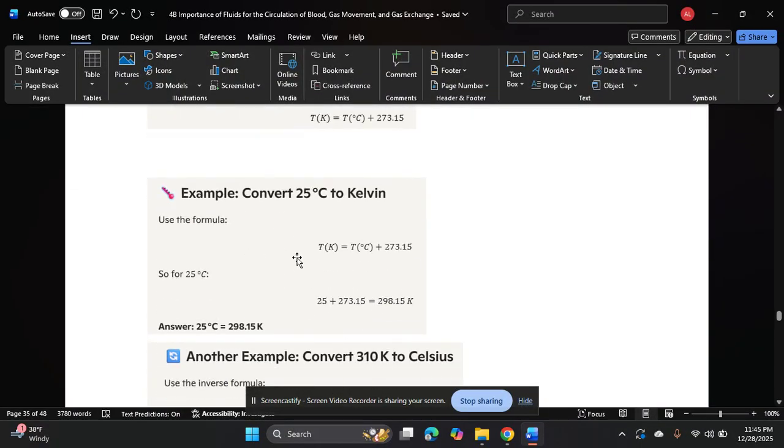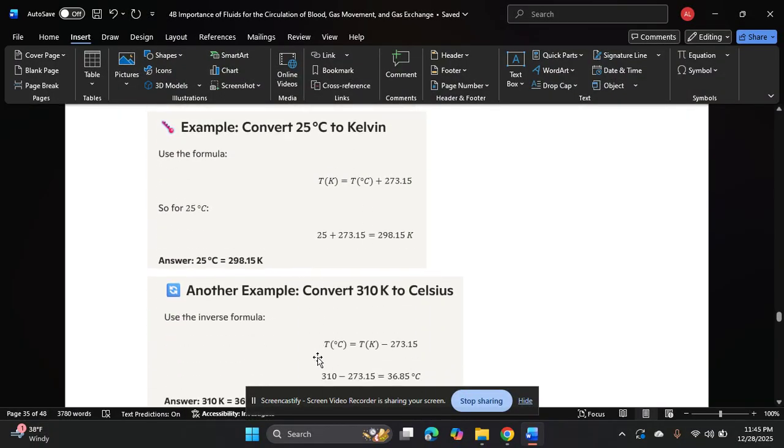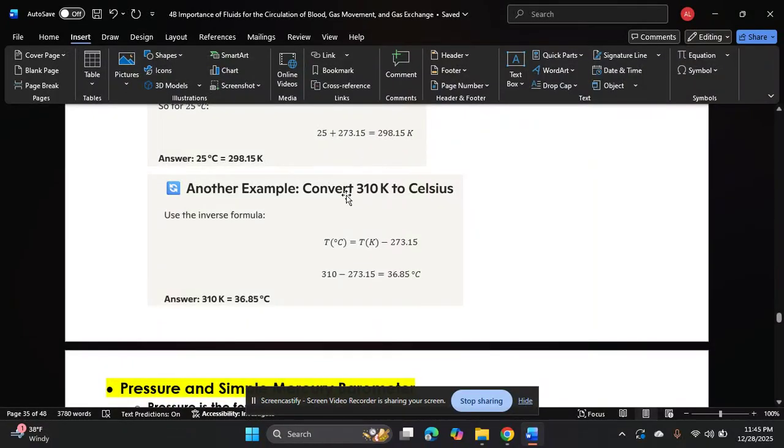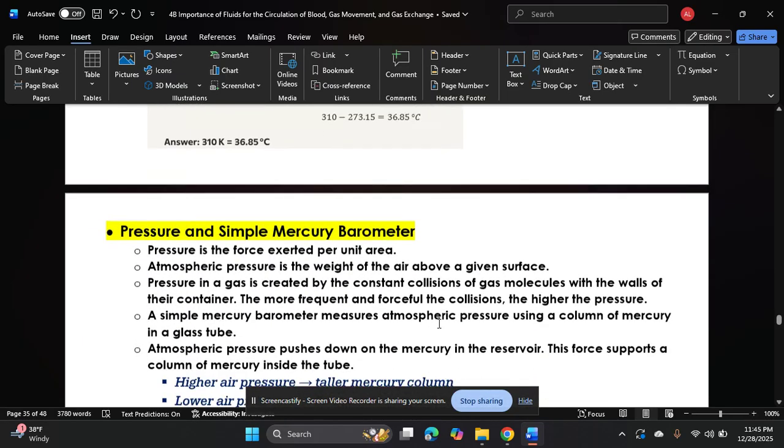Example: convert 25 degrees Celsius to Kelvin. T in K equals T in degrees Celsius plus 273.15. So just add it and you'll have 298.15 Kelvin. To convert 310 Kelvin to Celsius, all you have to do is subtract 273.15 from the Kelvin. So that would be 36.85 degrees Celsius.